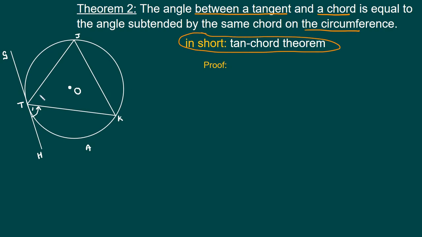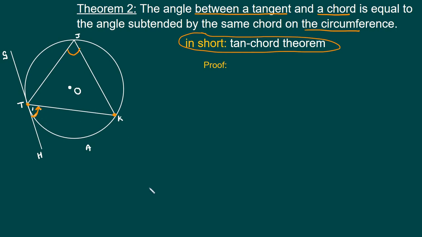Okay, so what it says is that here is a tangent. You would be given that this is a tangent. The angle between the tangent and the chord is this one here, because the chord is TK. The chord is TK, and then the angle between the tangent and the chord is T1. So the angle subtended by that chord on the circumference is going to be angle J, so it will be this one here.